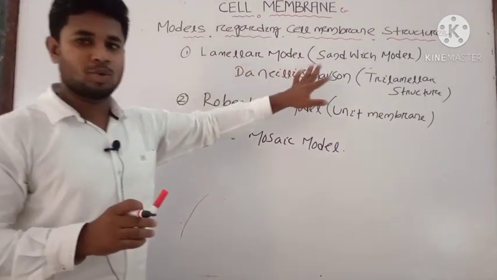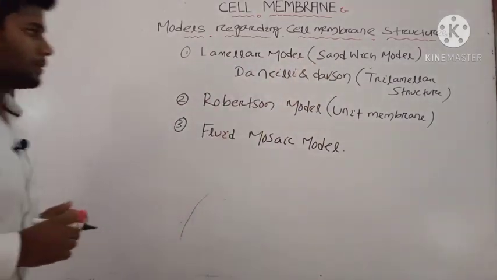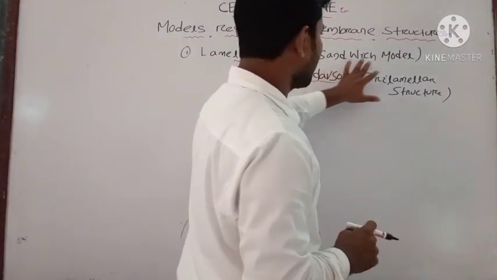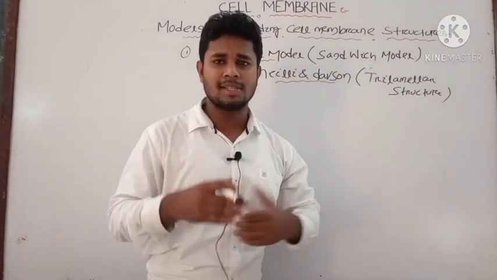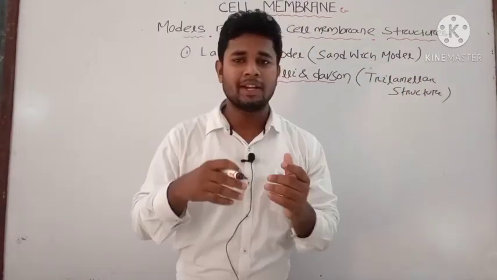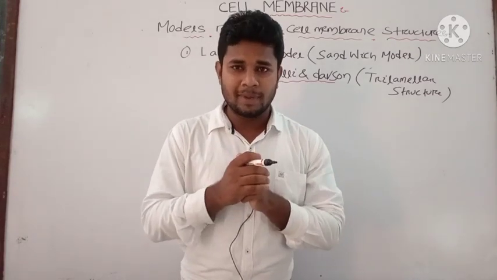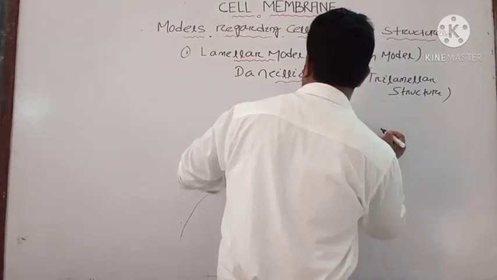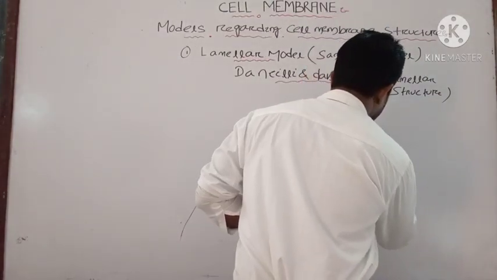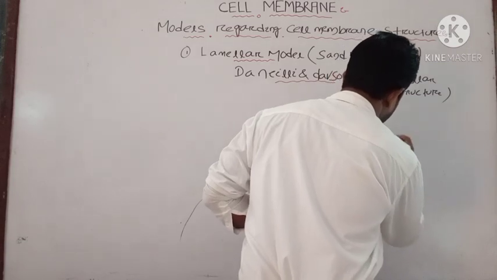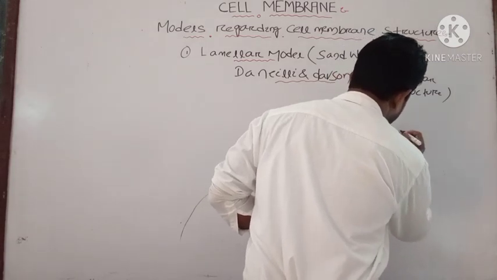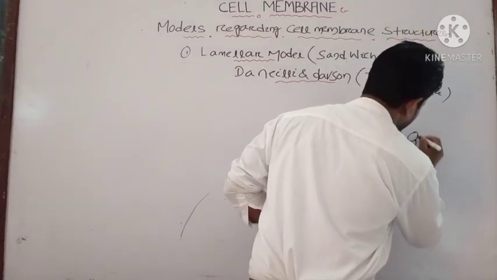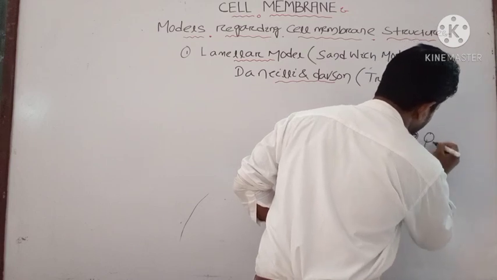Then we will first start with the lamellar model, or sandwich model. Why is the name sandwich model given? Because here you can find the protein and lipid structures arranged like a sandwich. Let us draw the diagram of the lamellar model. There is a phospholipid bilayer, upon which globular protein structures are present.